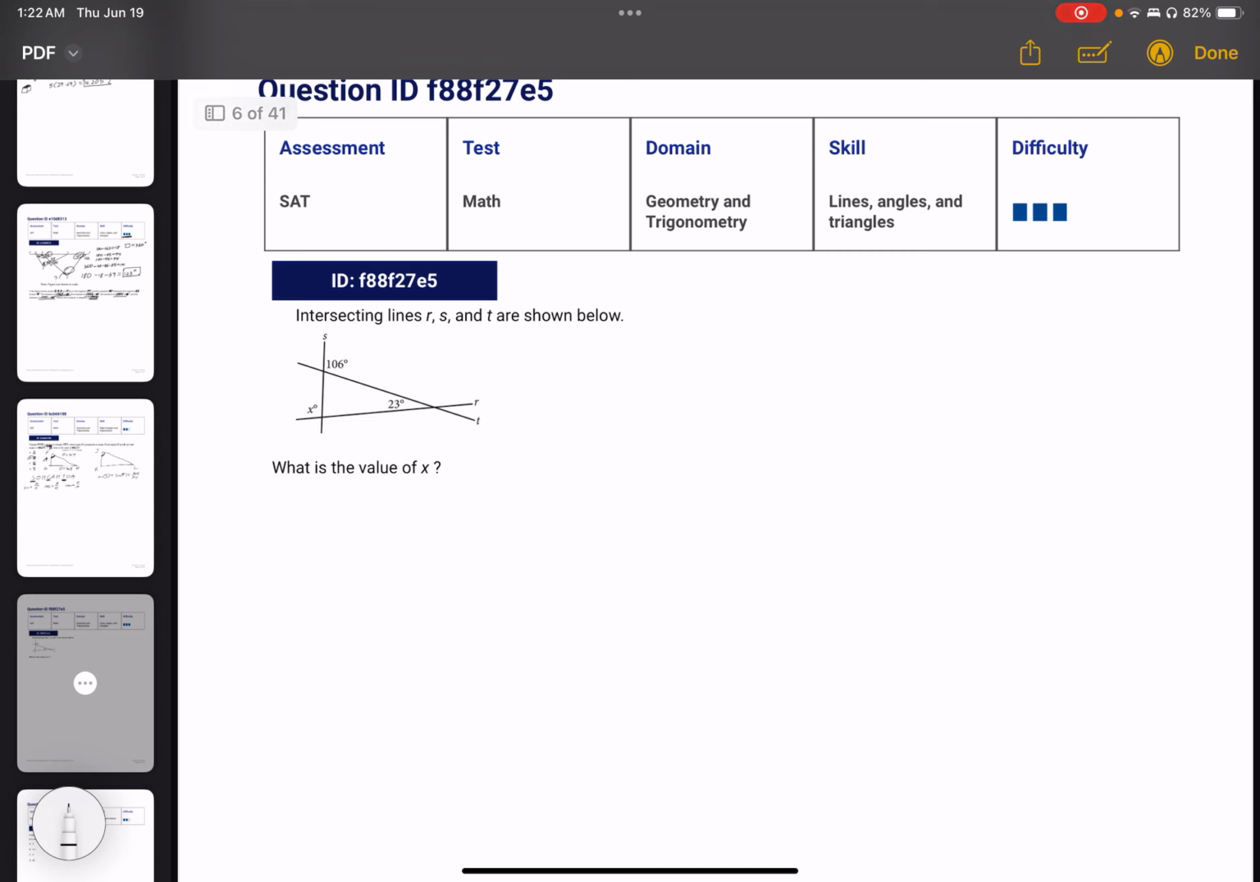Okay, looking at the next problem: intersecting lines R, S, and T are shown below. What is the value of x? Okay, the value of x. So we're looking for this angle over here. The problem's kind of small, I'll zoom in.